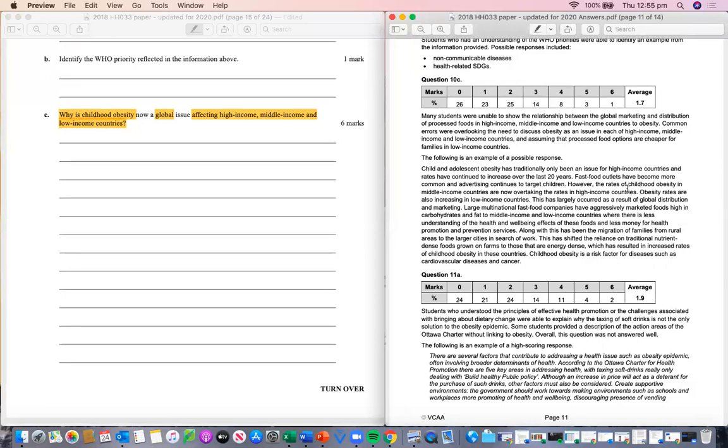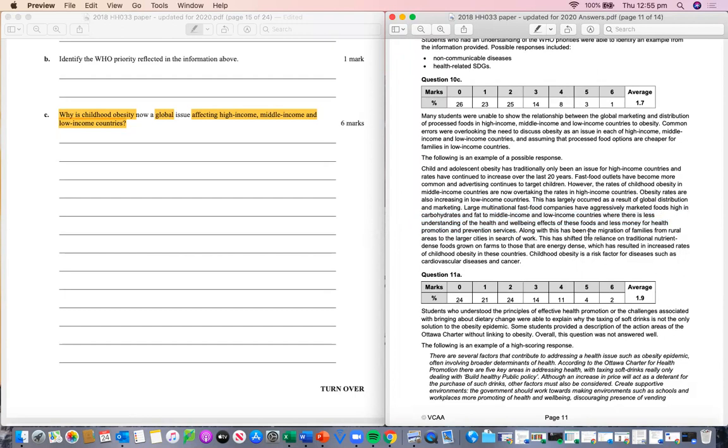As well as middle income countries. And again, the reason for that is because of global distribution and marketing. Then again, how it has been impacted: marketing foods high in carbohydrates and fat to middle and low income countries, where there's less understanding of the health effects of these foods and less money for health promotion and prevention services. There's your next mark there.